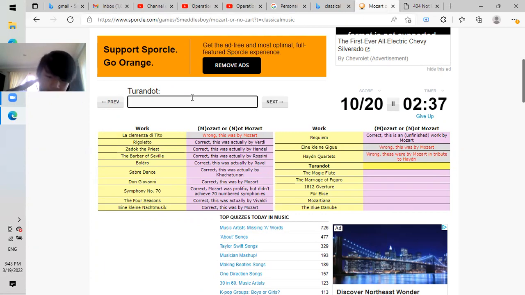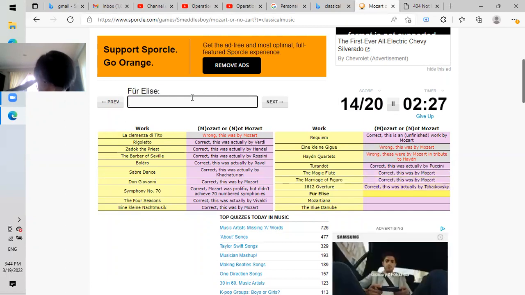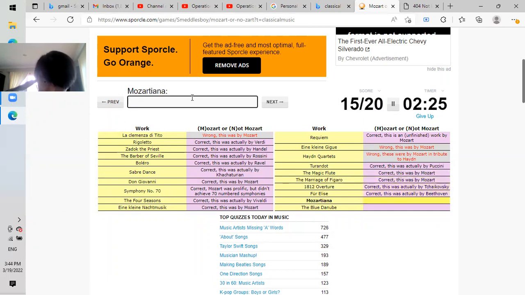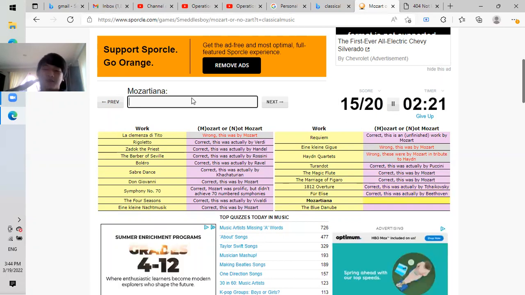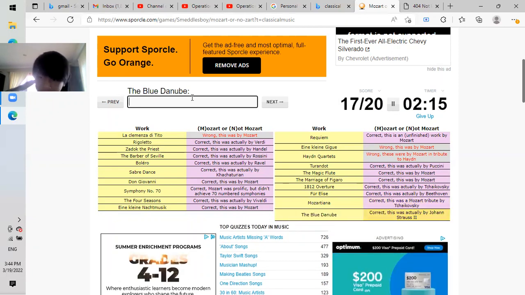Toronto, I don't know that piece, so I think it's not. Yes, Marriage of Figaro, definitely. Was that Tchaikovsky? Was that Beethoven? I think Mozart would do that, so I'm going for not. That's a Mozart tribute by Tchaikovsky. That's not. That's true.